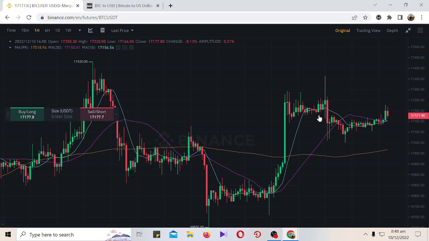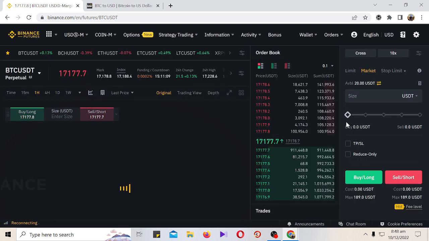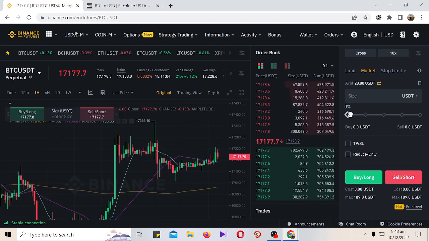So for us to enter a buy position on BTC USDT, let's make sure we enter our lot size. For me, I usually go 7% of my account. So let me start moving this thing and you observe what is happening down here. Just look at the buy and short positions. Look at the cost and the maximum. I can borrow up to 189 USDT just for having 20 USDT in my Binance futures wallet.